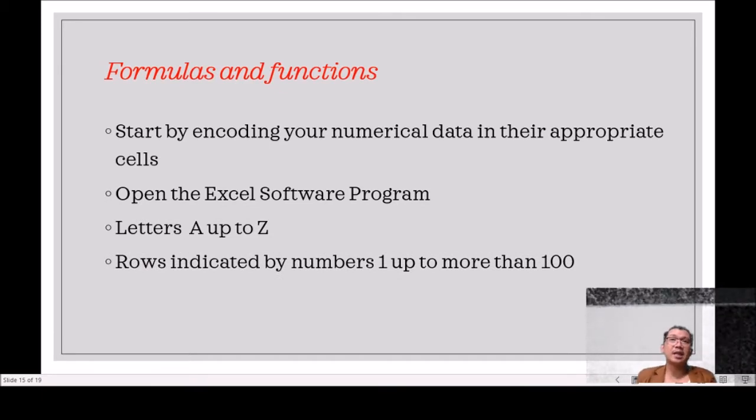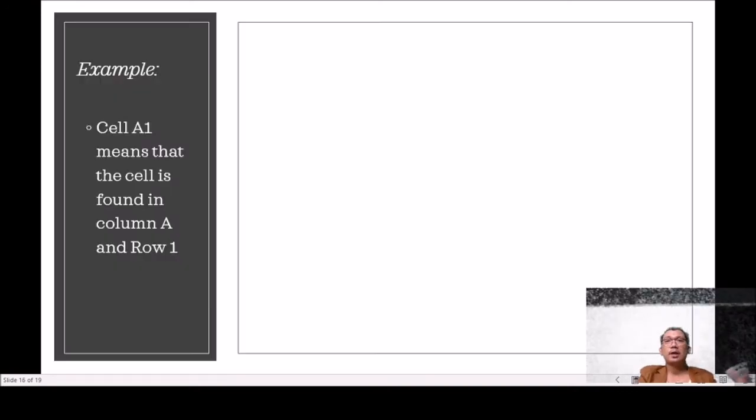To indicate a cell in a spreadsheet, class, the letter of a column and the number of the row must be combined. For example, cell A1 means that the cell is found in column A and row 1 of the spreadsheet, while cell U54 means that the cell is found in column U and row 54, and so on.